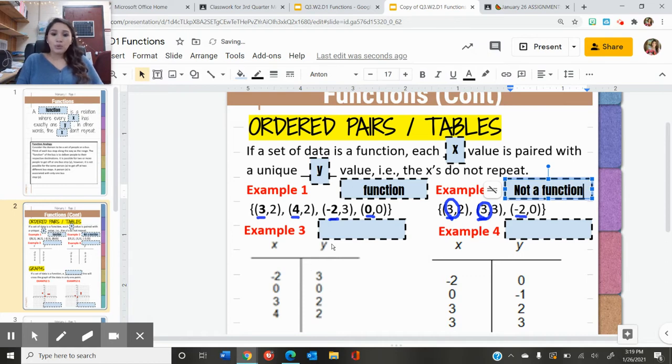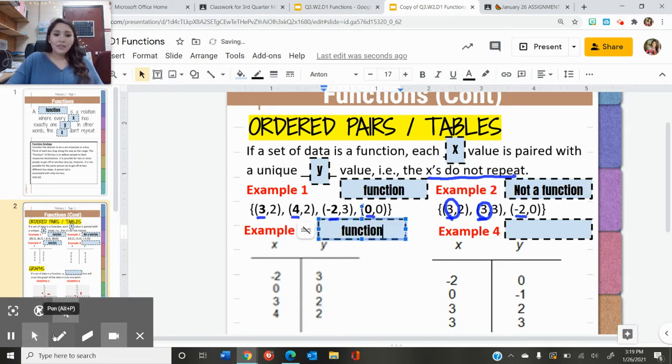Now looking at example 3, we're looking at tables. For our table here, we have -2, 0, 3, and 4. Looking at this table, I don't have any x values that repeat. However, I do have y values that repeat, but that is okay. I can have y values repeating. I just can't have x values that repeat. So this means that this is a function.